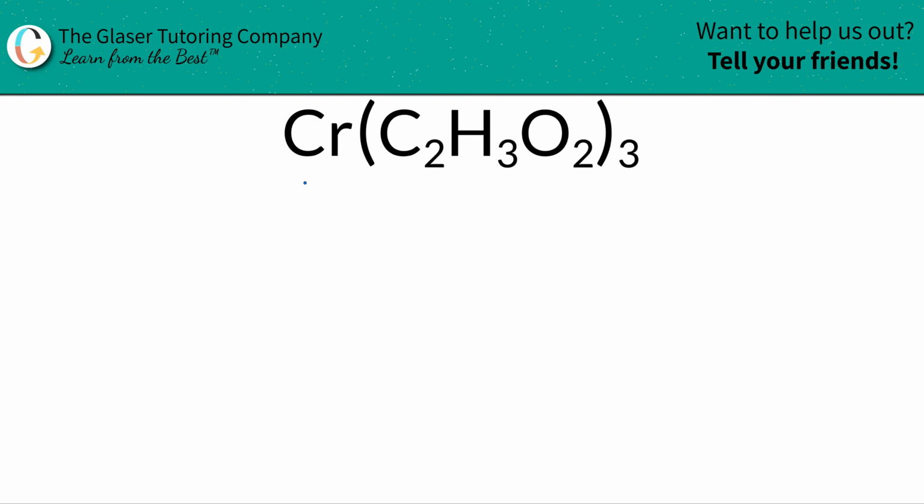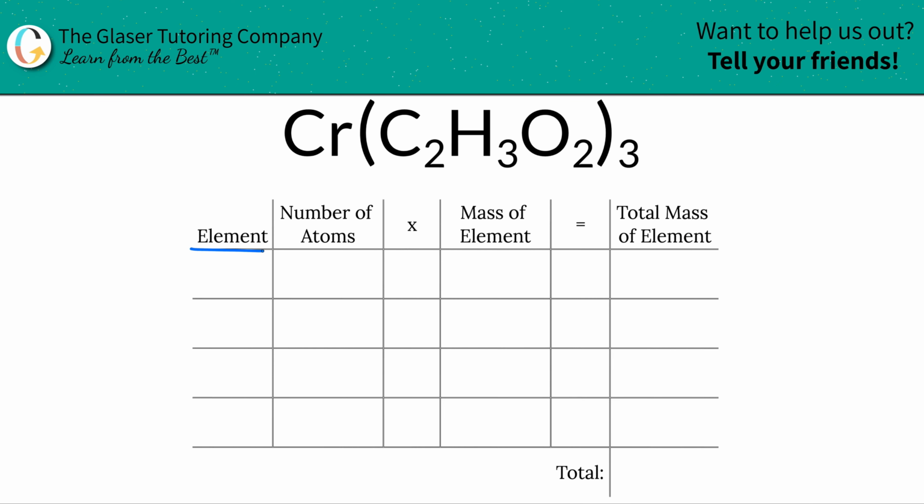So how exactly do we find the percent compositions of all the elements inside of chromium 3 acetate? Well, the first step is to find the molar mass, and then we can find those percentages very simply. And I'm going to use this table to help us out. Bam. So the first thing I'm going to do is write down the element I see in the compound, right?